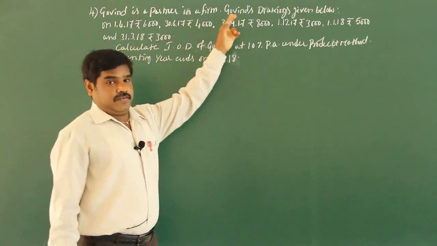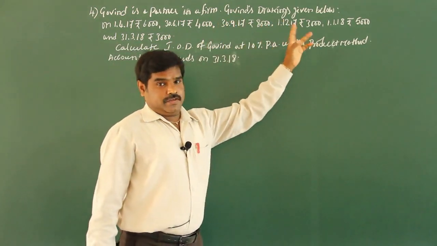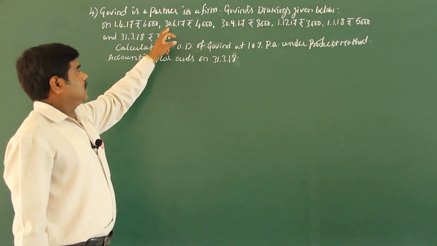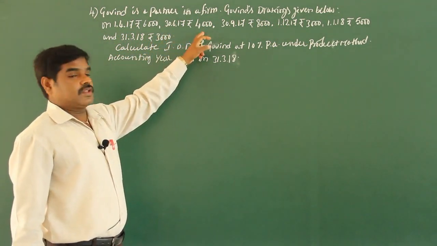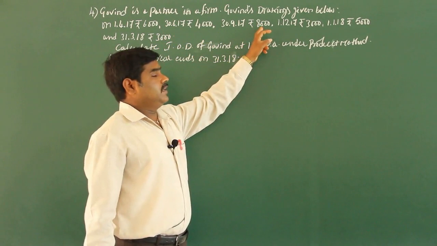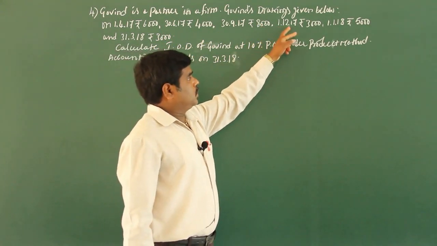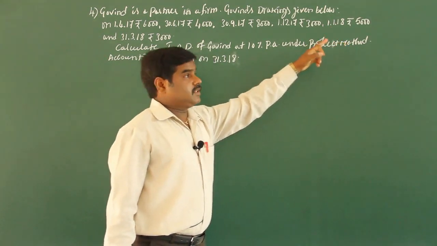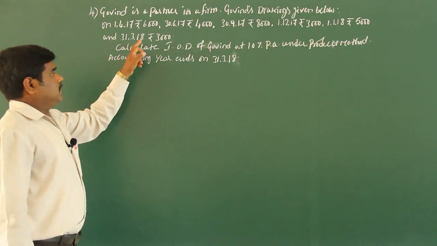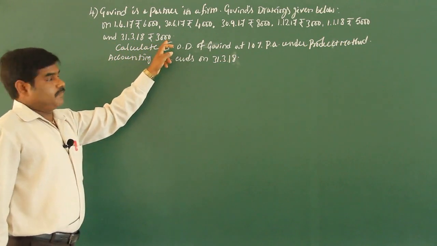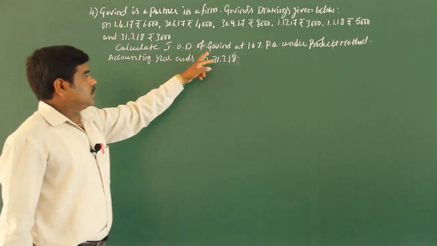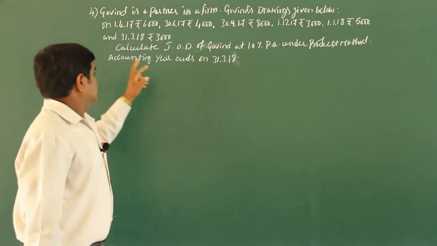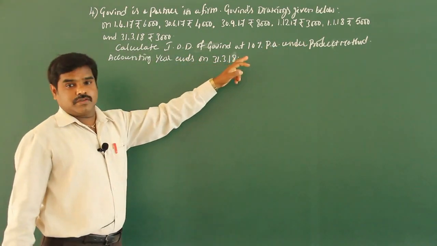Govind is a partner in a firm. Govind's drawings are given below. On 1/4/2017, rupees 6,000. On 30th/6/2017, rupees 4,000. On 30th/9/2017, rupees 8,000. On 1/12/2017, rupees 3,000. On 1/1/18, rupees 5,000. And 31st March 2018, rupees 3,000. The problem says calculate interest on drawings of Govind at 10% per annum under the product method. The accounting year ends on 31st March 2018.